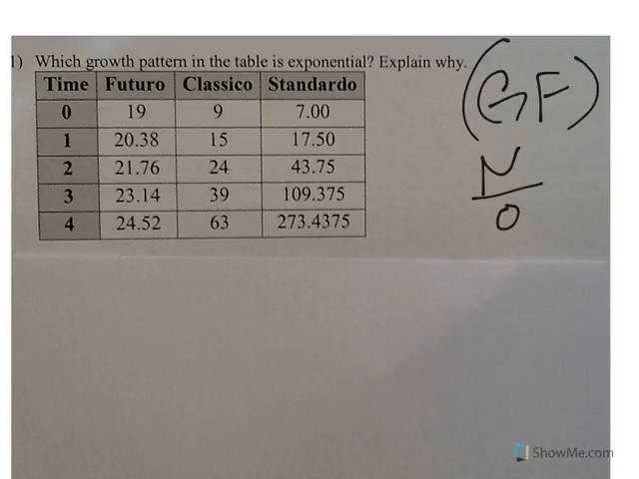And when I look at the future row, when I divide, I don't get a common growth factor. And so when you check the first one, new divided by old, you don't get a common growth factor, but you will see that they have a difference of 1.38, which means this one is linear.